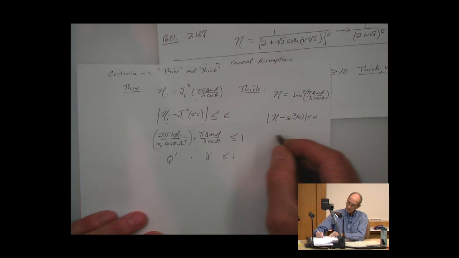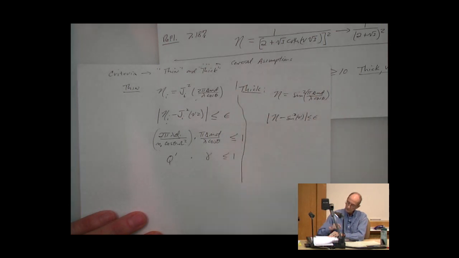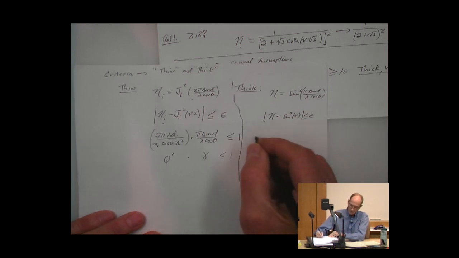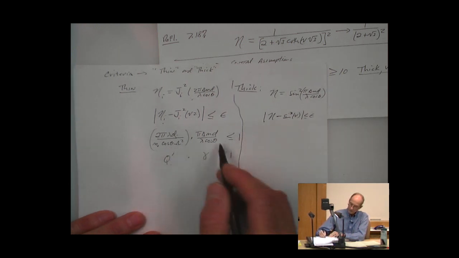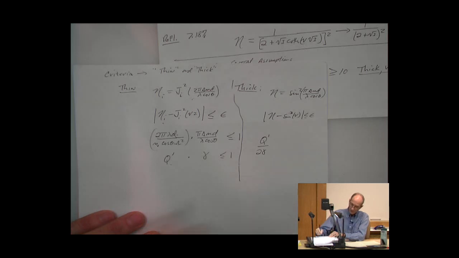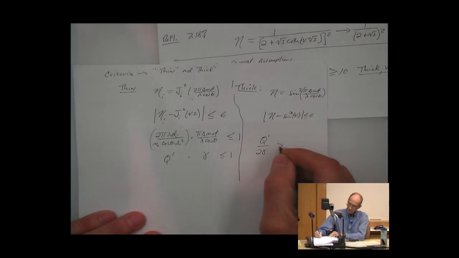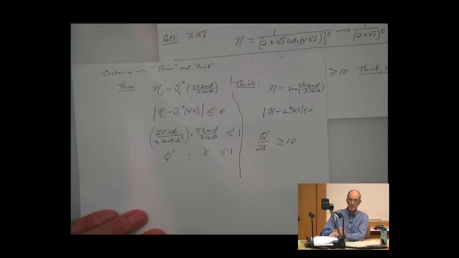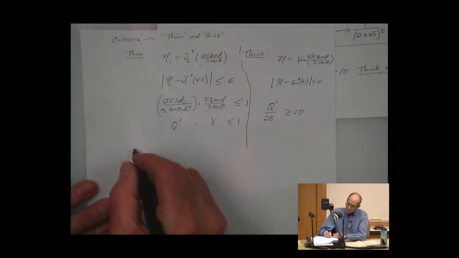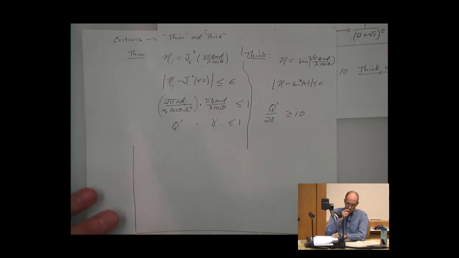Now, for the thick hologram case, they said if we take these same parameters, this and that, and take a value of q prime over 2 gamma, when that value is greater than or equal to 10, then we'll be in the volume region, all right? And so they went ahead and made some plots of this to show these different values.